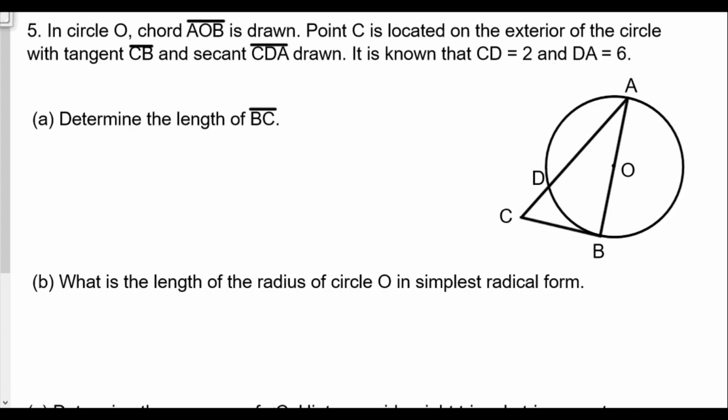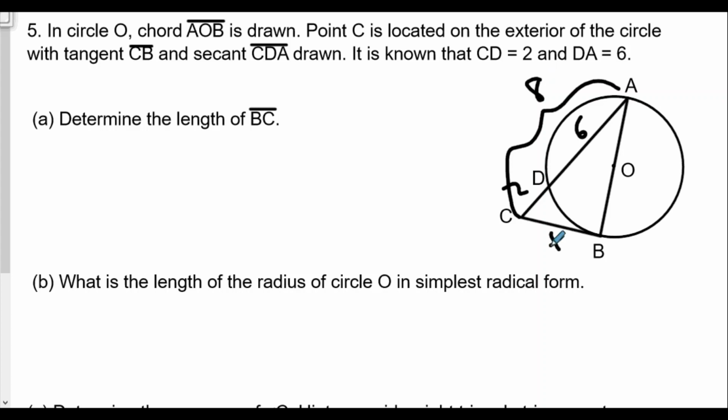In question 5, in circle O, chord AOB is drawn, which is passing through the center of the circle, which means it has to be a diameter. Point C is located on the exterior of the circle with tangent CB and secant CDA drawn. It is known that CD is 2, so let's measure off CD to be 2, and DA is 6, which means CA is going to be 8, because you're adding two segments together here. And so then determine the length of BC, which I'm going to call in this case X.